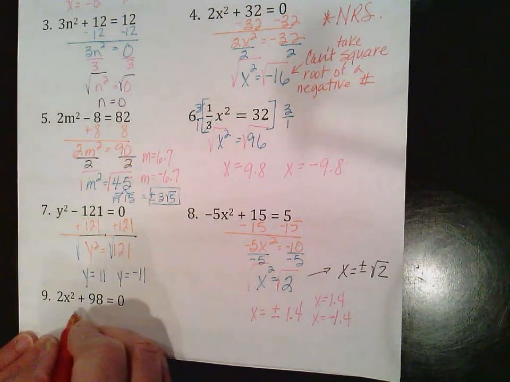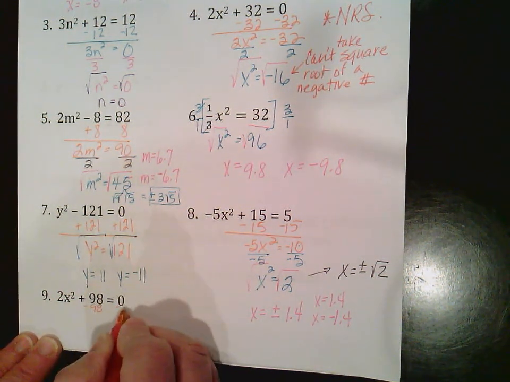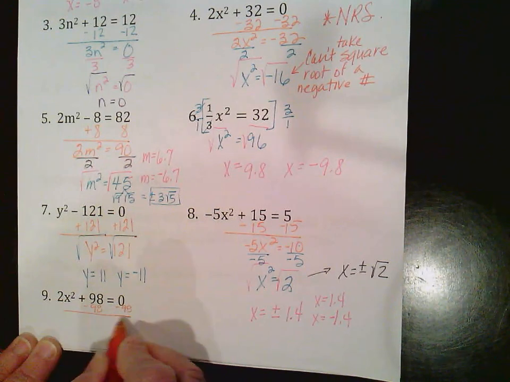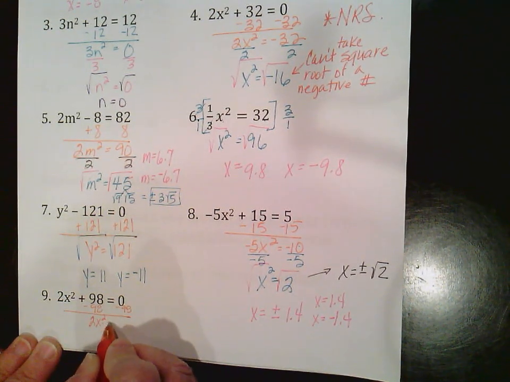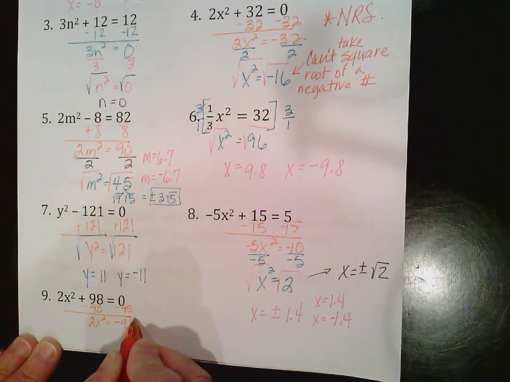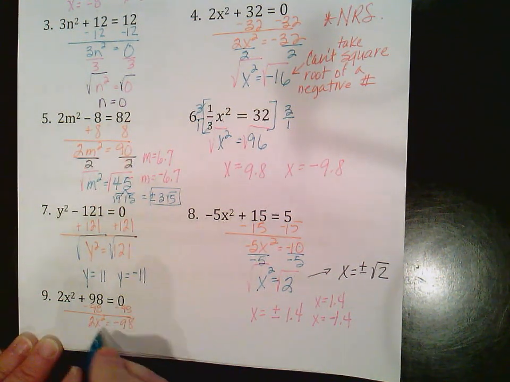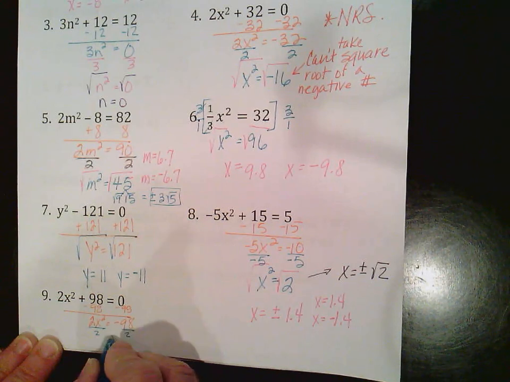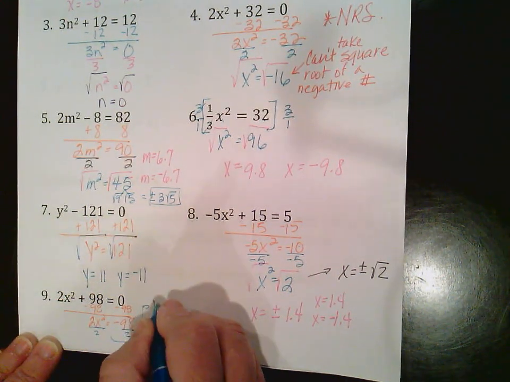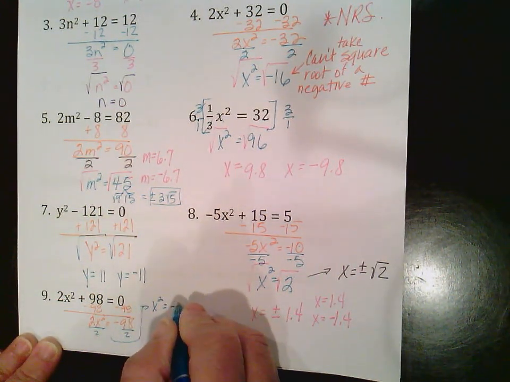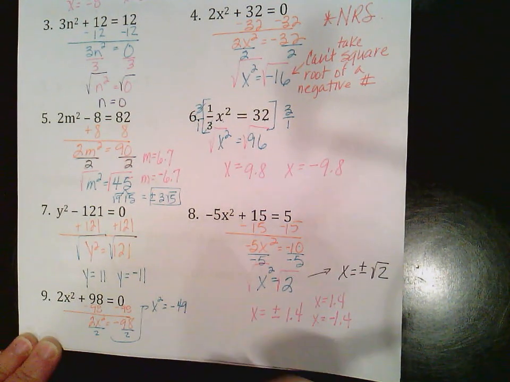Okay, for this one I'm subtracting 98 from both sides. So I have 2x squared equals negative 98. I'm going to divide both sides by 2. So I have x squared equals negative 49.